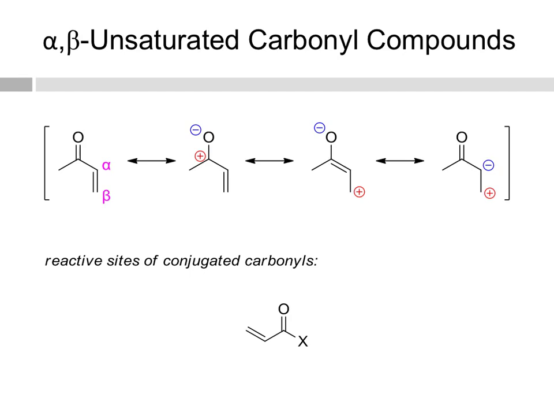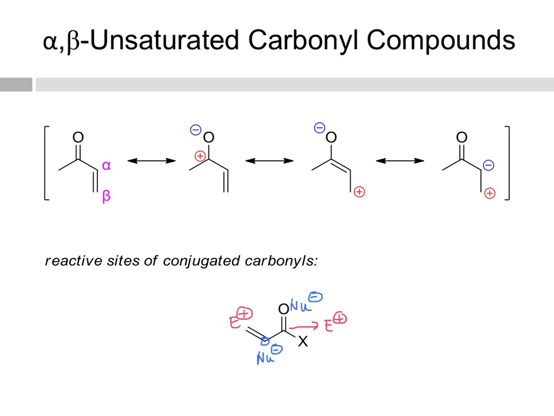We can draw the resonance forms of the alpha-beta unsaturated carbonyl compounds and see that the nucleophilic sites are at the oxygen and the alpha carbon. The electrophilic sites are at the carbonyl carbon and the beta carbon. So if we were to summarize that in one structure, the oxygen can act as a nucleophile, the alpha carbon can act as a nucleophile, and the electrophilic sites are at the carbonyl carbon and the beta carbon.